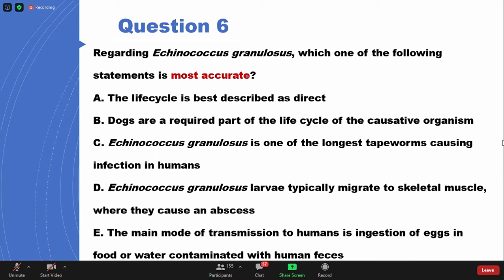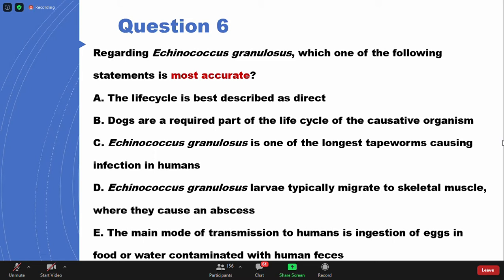Because they have suggested A, C, and E. So you should explain why A, C, and E are not answers. Yes, the answer is B. Rima. Okay, so I think it's not A because it's indirect life cycle.